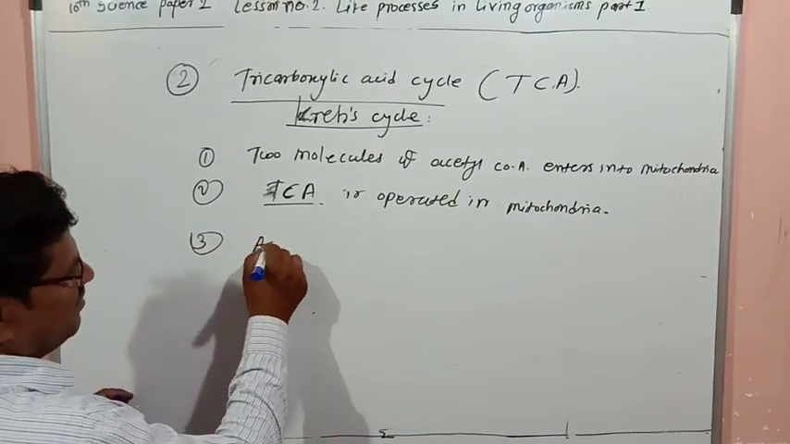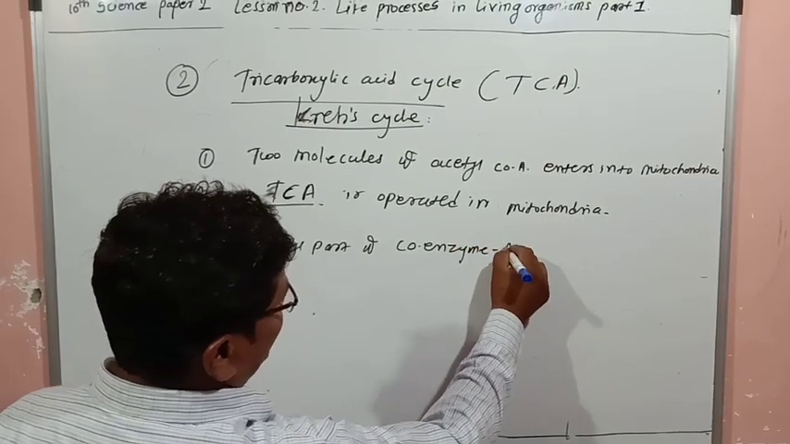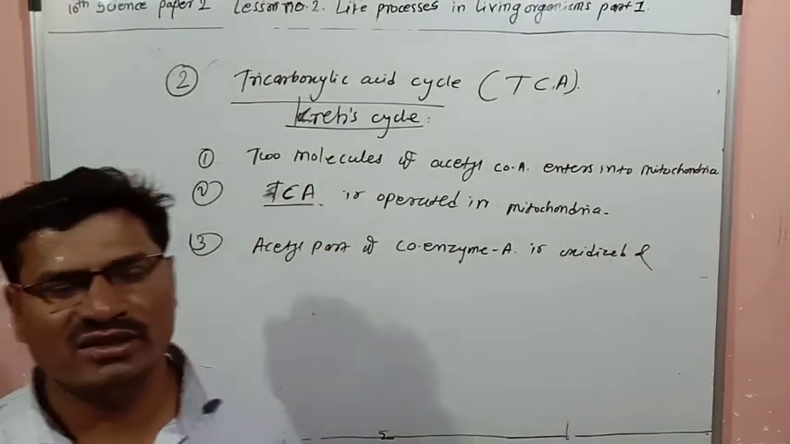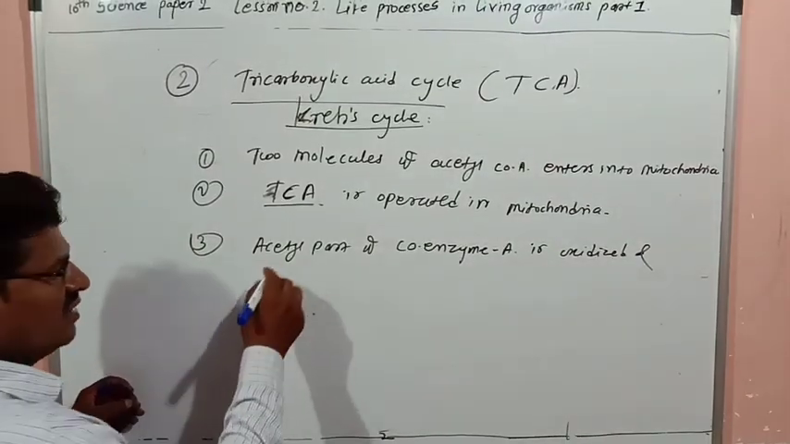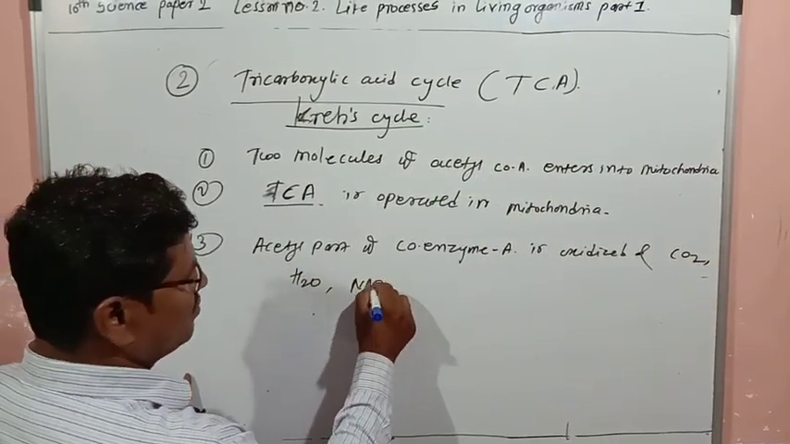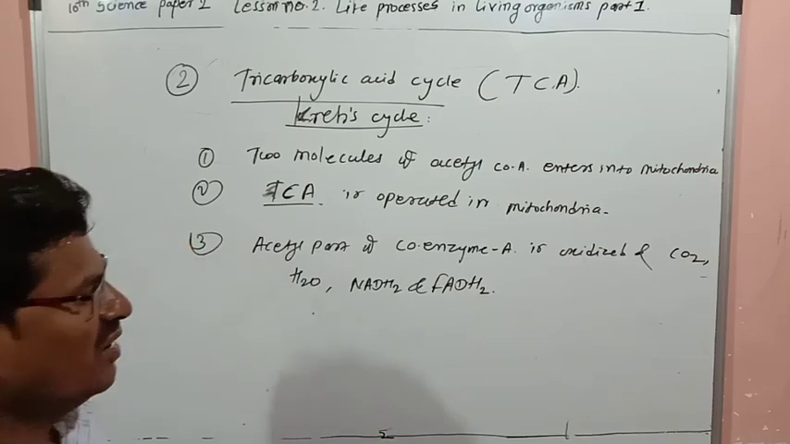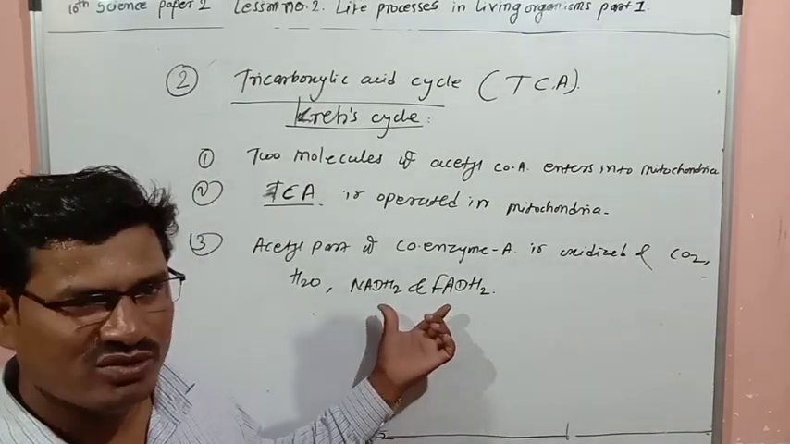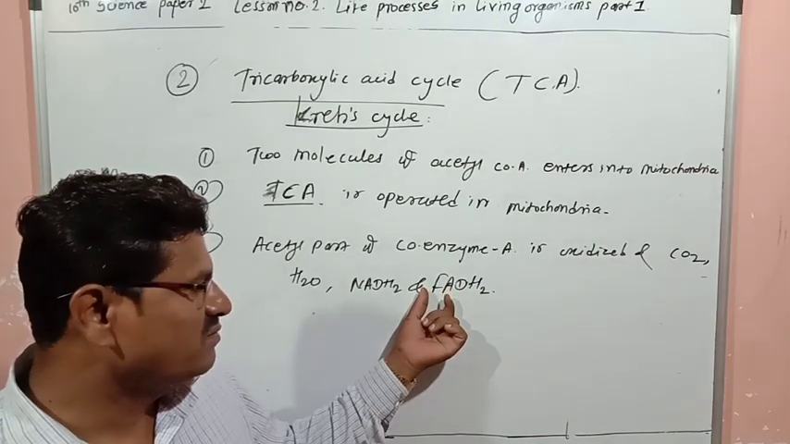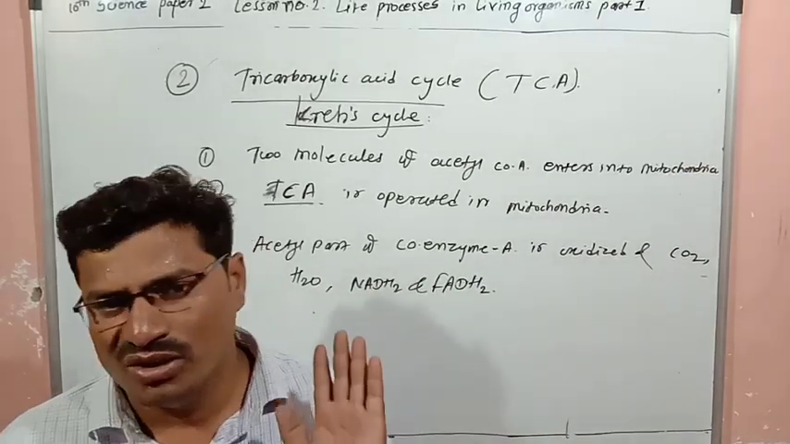So the acetyl part of coenzyme A is oxidized, and CO2, H2O, NADH2 and FADH2 are produced. NADH2 and FADH2 stand for nicotinamide adenine dinucleotide and flavin adenine dinucleotide. So NADH2 and FADH2 are the molecules produced.